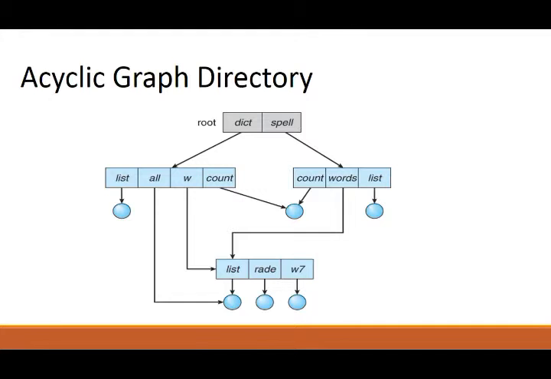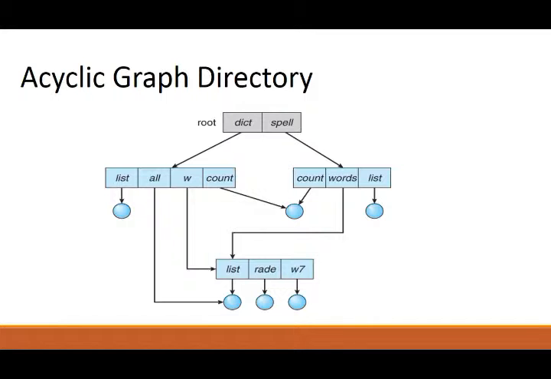Acyclic graph directory is an extension of tree-structured directory. Files and directories starting from a fixed directory are owned by one particular user. In an acyclic structure, this prohibition is taken out, and thus a directory or file under a directory can be owned by several users. Unix provides two types of links for implementing acyclic graph structure.